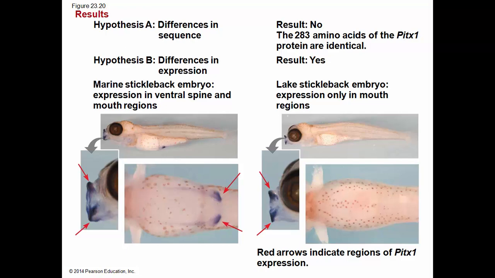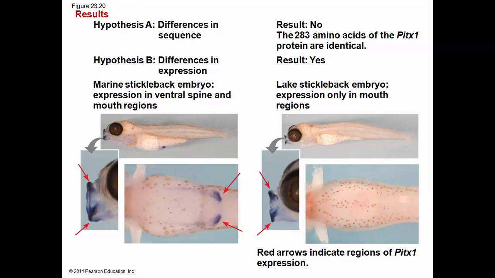So the next thing they did was they attached genetic markers to the genes, and they looked at the development of those different genes in the different populations. So here what they found was that PITX is expressed in the ventral spine and mouth regions of the developing marine stickleback fish, but only in the mouth region of the developing lake stickleback fish.